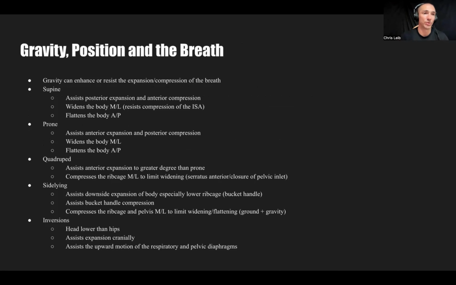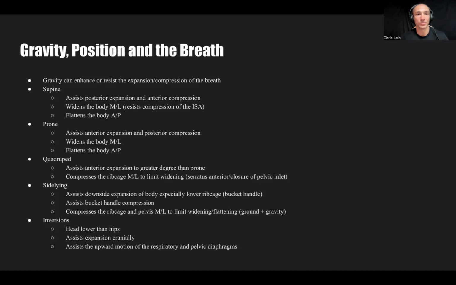Problem is usually when we're in supine, we're lying down in such a way where the back is being compressed by the surface that we're lying on. We have to look at this from a perspective of, although we're getting assistance from gravity, that we might not be in the best position to expand that area. And instead, we may get more of a widening of the body medial-laterally and a flattening of the body anterior-posterior because of the surface that we're lying on.